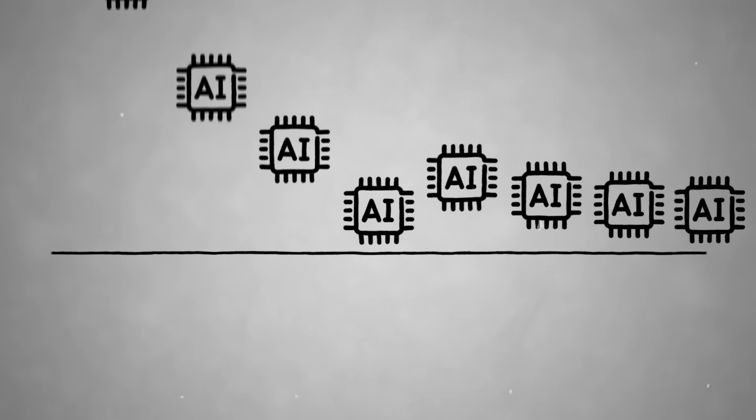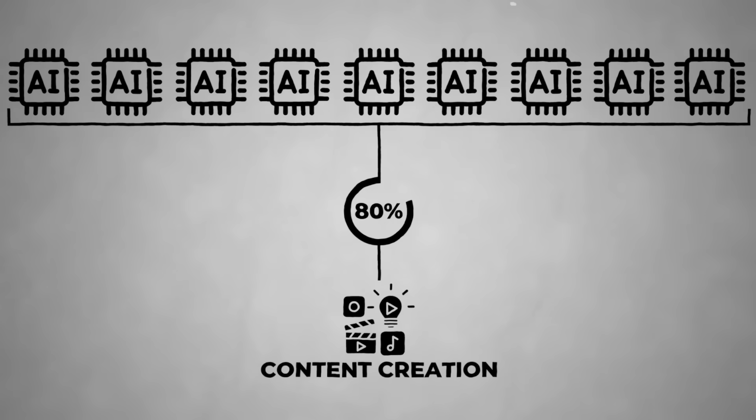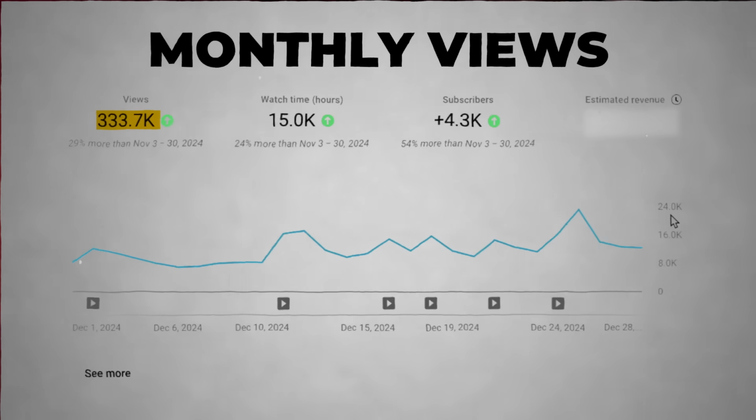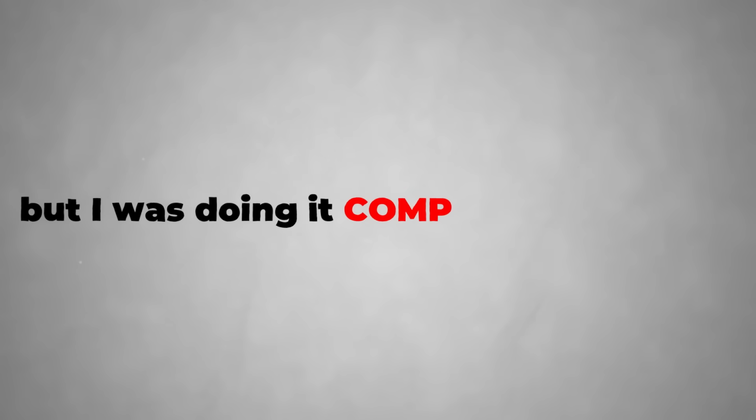6 months ago, I started integrating 9 different AI tools to handle over 80% of my content creation process. And since then, my monthly views have skyrocketed from 80,000 views to 300,000 views, and my subscriber growth has quadrupled. The crazy part is, I was already using AI before, but I was doing it completely wrong.